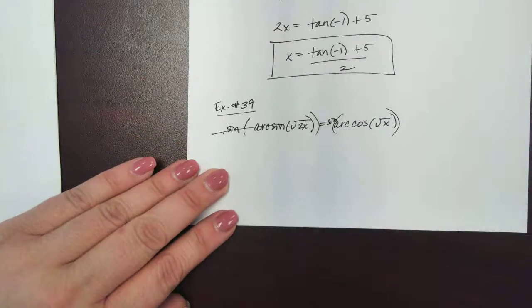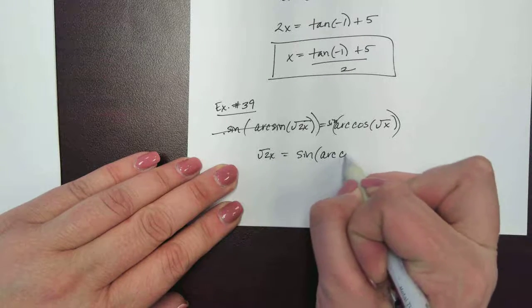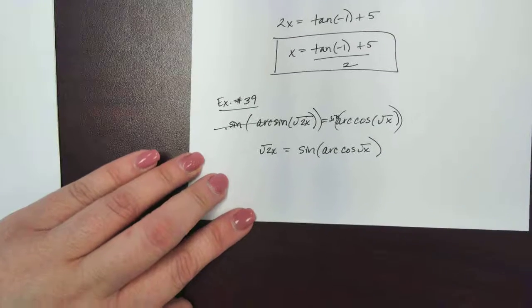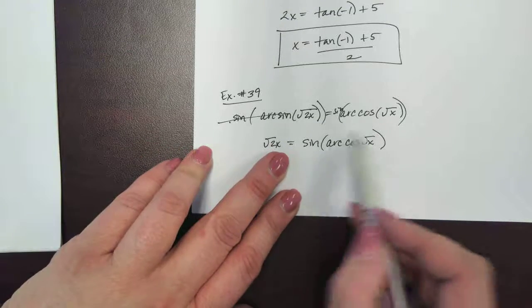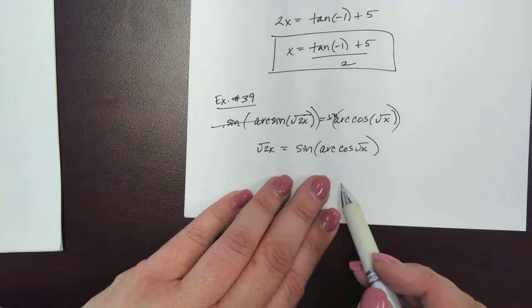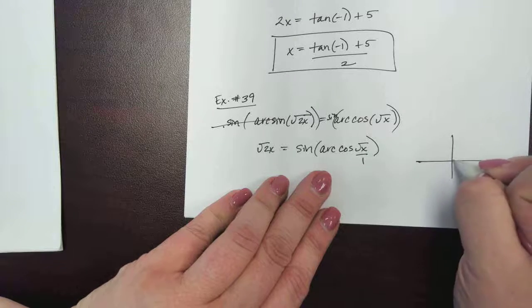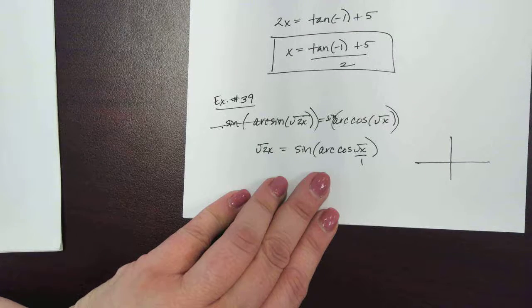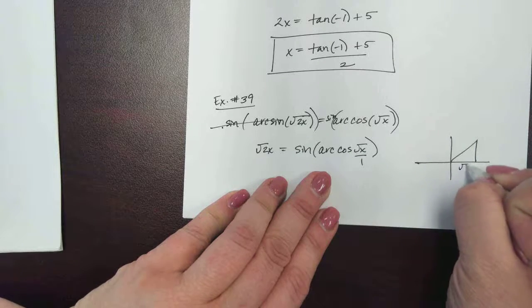Sine and arc sine cancel, so I have square root of 2x equals sine of arc cosine of square root x. We can't cosine that side. So now we have to evaluate inside with a triangle. Arc cosine, I can think of as square root x over 1. It's a variable, so I put it in the first quadrant. It's adjacent over hypotenuse, so this is square root x, this is 1.